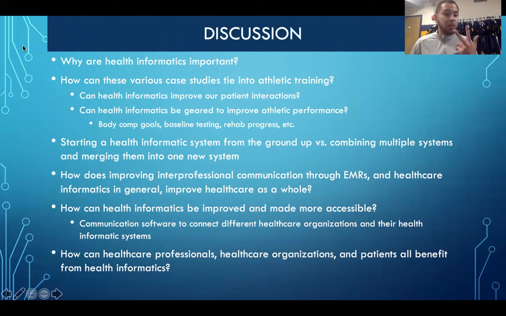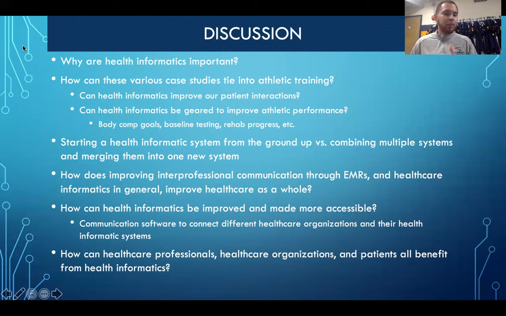We can use this to track the rehab process, like I was talking about, and a whole bunch of other things. The possibilities are endless. It's something to think about. We just need to work with our health informatics faculty and let them know what things we are looking for to try and track progress.